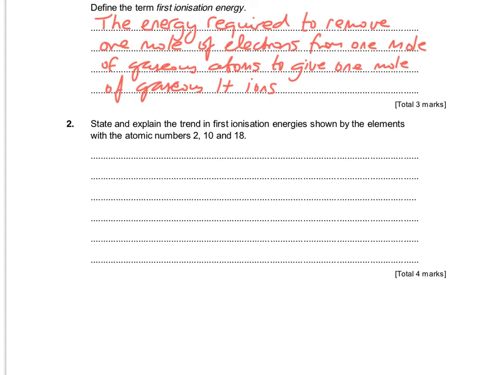So this one is a 4-mark question, so it needs quite a lot of specifics and precision. It says, state and explain the trend in first ionisation energy shown by the elements with the atomic numbers 2, 10 and 18. If you have a look at your periodic table, you'll see that these atomic numbers are elements descending a group. Because it's a longer answer style question, what I'd suggest is maybe putting it into bullet points, so you can construct your argument as you go.